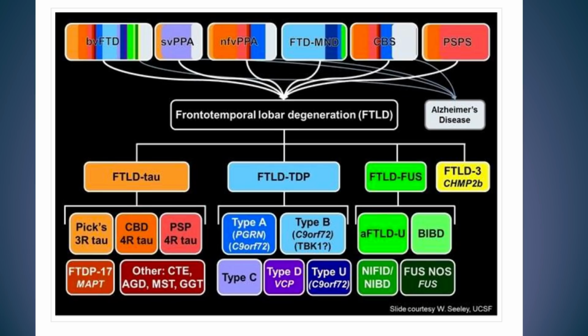And this is my favorite slide of all time, because up here we have the clinical syndromes of FTD. So we have the behavioral variant, we have the semantic variant, we have the non-fluent variant, we have the motor neuron disease, cortical basal, and the progressive supranuclear palsy. Now down here they have something called frontotemporal lobar degeneration. So this is when you start getting into the pathology.